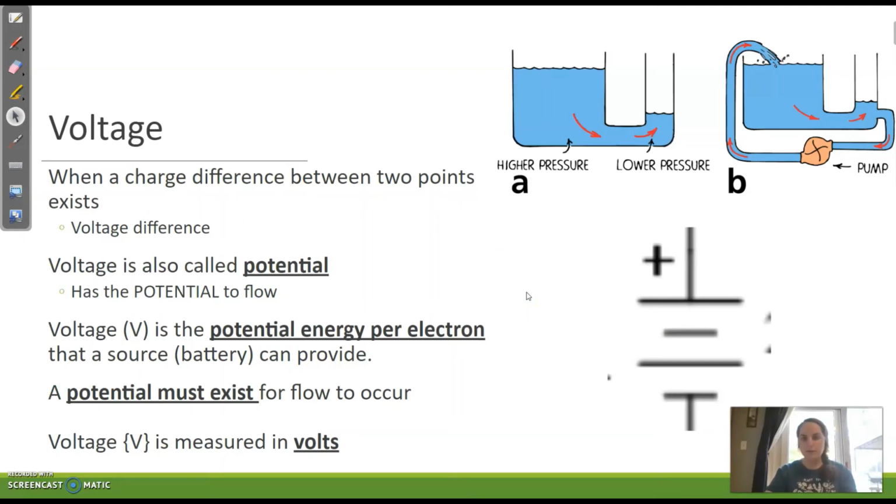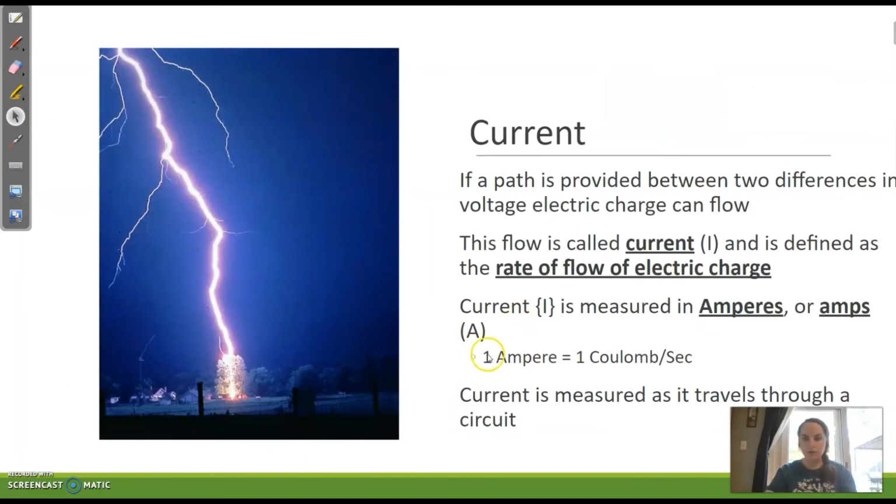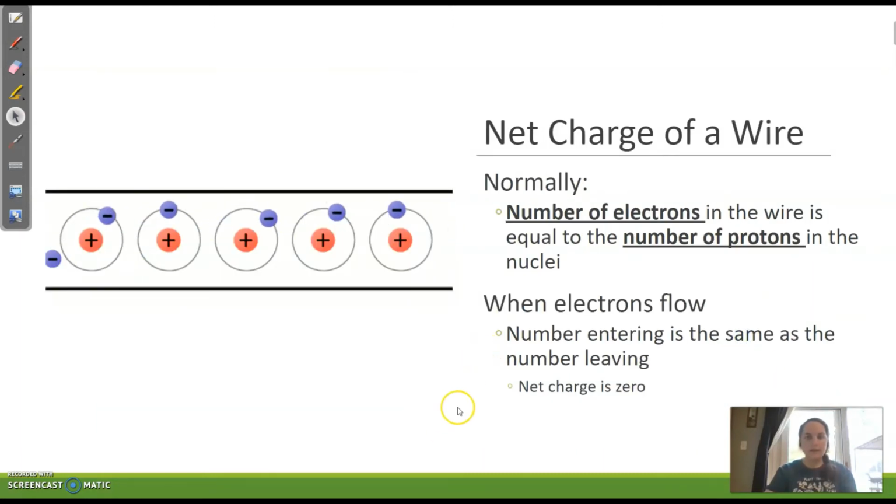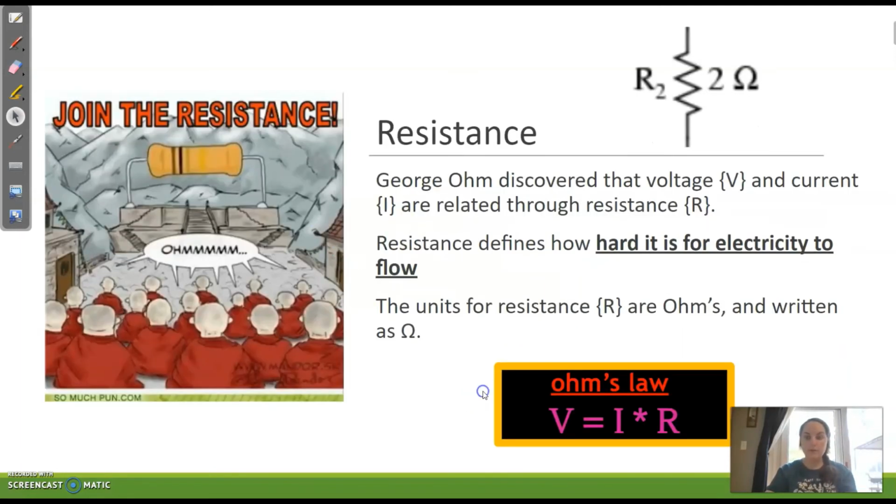And again, the potential must exist in order for current to flow. And what current is, is your flow of electric charge. It's that rate of flow of electric charge, and that is represented with I, and you measure that in amperes or amps. And again, that net charge of the wire has to maintain an equal number of protons to an equal number of electrons. Again, we want it to have zero net charge.